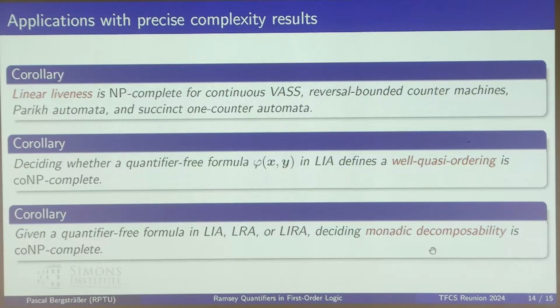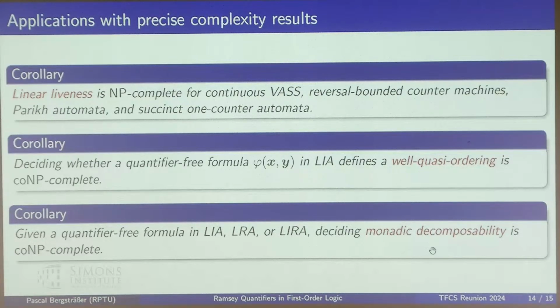Another application is checking well-quasi-ordering. This arises in the context of well-structured transition systems. Here the problem is: you are given a quantifier-free formula in linear integer arithmetic, and is it a well-quasi-ordering? You have to check transitivity and reflexivity, but that's easy. Then you have to check well-foundedness. The reason it is co-NP is that it is well-founded if there does not exist an infinite sequence such that between every pair, they are not in the relation. So our Ramsey quantifier can help us to get co-NP complexity here, and it's actually a precise complexity.